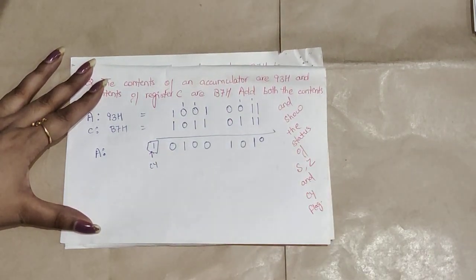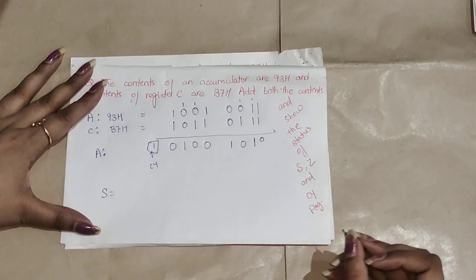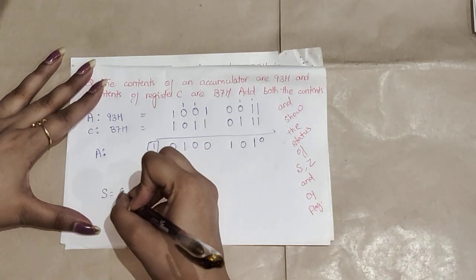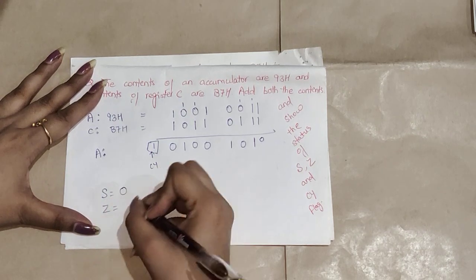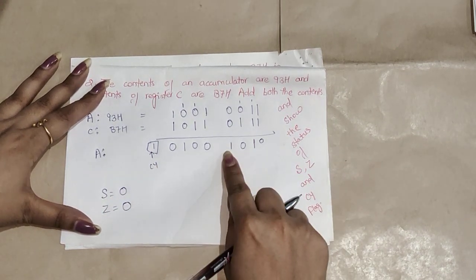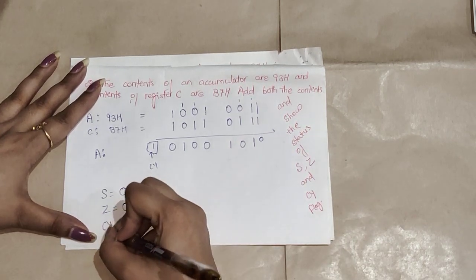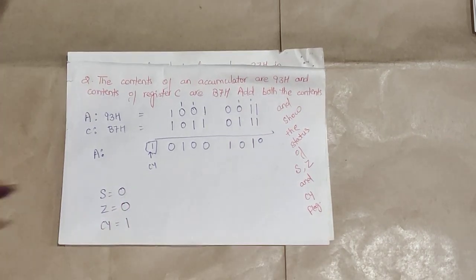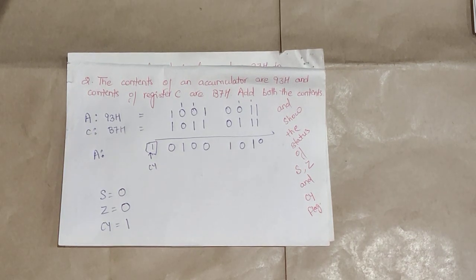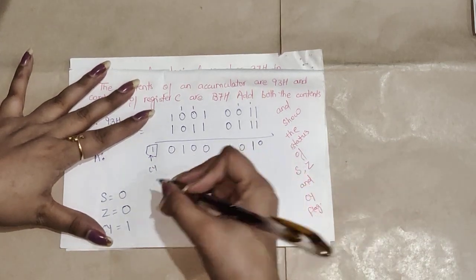Now we have to show the contents of the sign, zero and carry flags. The number is positive, so sign would be 0. The zero flag would also be 0 because the accumulator has some data; it is not storing 0. So the zero flag is 0. And what about carry? This is set, that is 1, because we are getting an extra bit here. Clear?